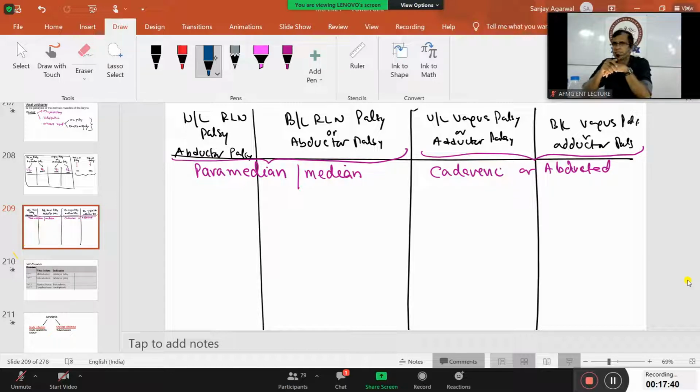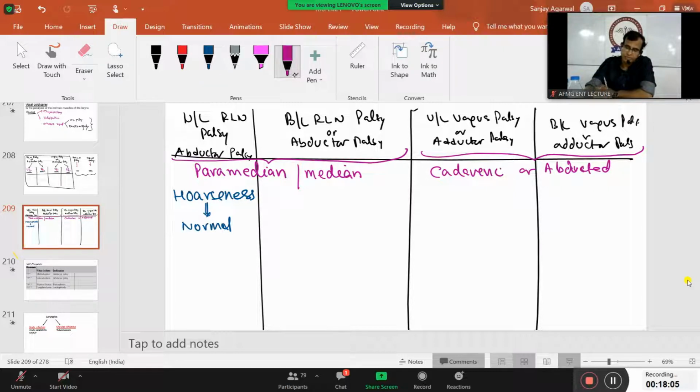Next, the main complaint in each of them. In the first one, hoarseness of voice is the main complaint. But this hoarseness becomes normal on its own. Ultimately, there is no problem. It will get better on its own. But they ask you the complaint of the second one. Bilateral abductor is a very important MCQ. What is the main complaint?